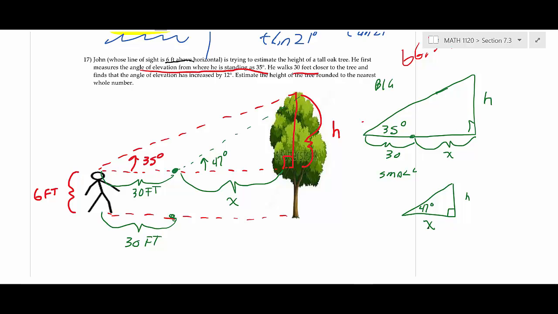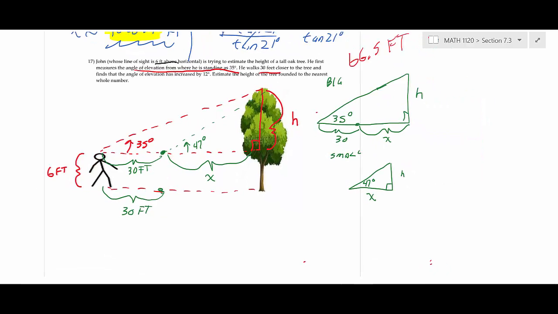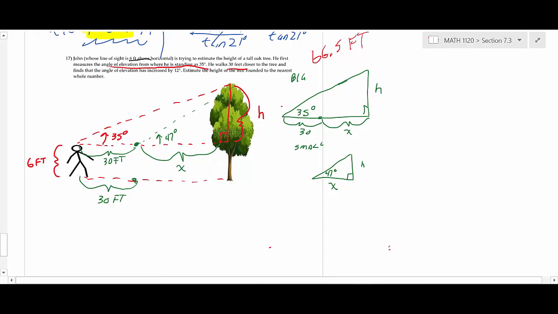Now we're going to put this together. So watch carefully. This gets a little messy. It's not too bad, but you do have a lot of algebra to work in this problem. So we're going to do the tangent again. On this big triangle, we're going to do the tangent of 35. And remember, the tangent is opposite over adjacent. So what you're going to have is h over 30 plus x. That whole side's 30 plus x, right? The piece is 30, x is the rest, therefore the whole thing's 30 plus x.